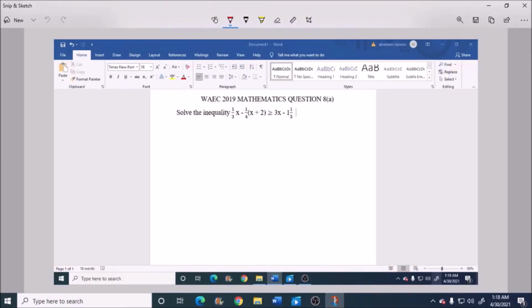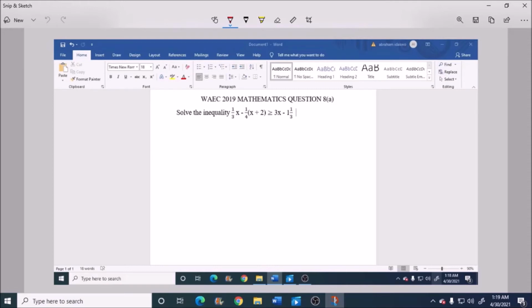Hello and welcome. Today I will be solving WAEC 2019 Mathematics question 8a. The question says to solve the inequality 1 over 3 x minus 1 over 4 times (x + 2) is greater than or equal to 3x minus 1 over 3.